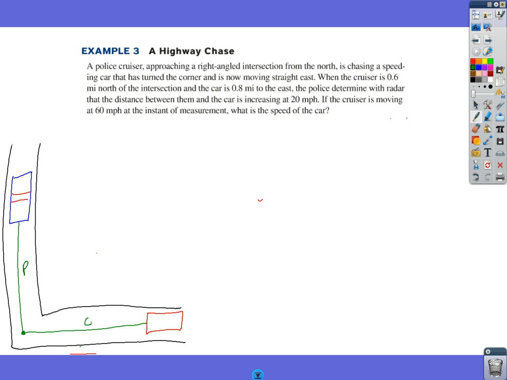So we have to be careful. In other words, when they say P is equal to 0.6, and the car, C, is equal to 0.8 miles to the east, the police determine with radar that the distance between them and the car, ooh, that's going to be changing too. So that has to get a variable. That's going to be D. And it's saying the distance between them and the car is increasing at 20 miles per hour. So dD/dt is equal to 20 miles per hour.